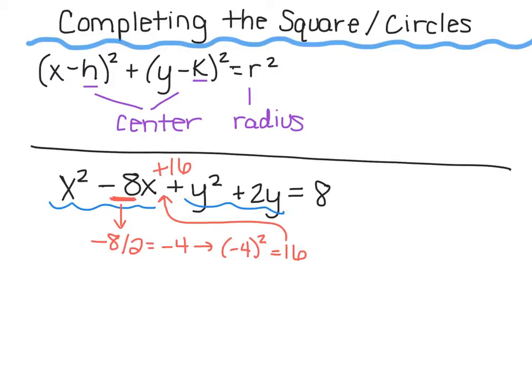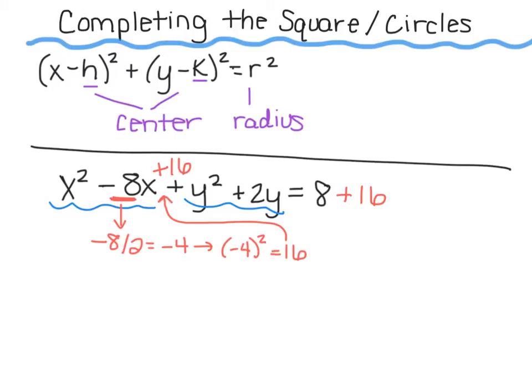Which I am totally allowed to do as long as I then walk over here and add a 16 over on the right-hand side as well. You can add anything you want to the two sides of the equation. I chose this because I'm going to be able to factor this x squared minus 8x plus 16 as a perfect square. That's what completing the square does for you.